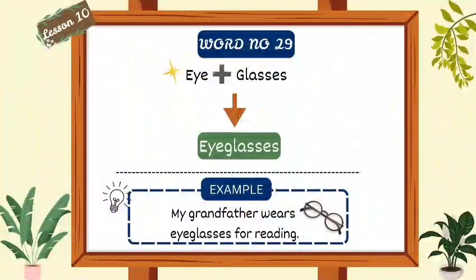So guys, we are almost at the end. So let's move on to word number 29. Eye plus glasses comes together as one single word which is eyeglasses. Our example here is, my grandfather wears eyeglasses for reading.